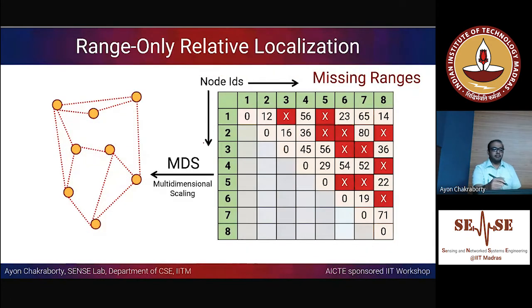Now the problem that you might have is missing ranges. Nobody is guaranteeing that you are going to have all the ranges, because certain ranges could be missing. So in such cases what are you going to do? MDS requires a matrix that is complete, so if your ranges are missing, you have to first fill them. Without that you cannot construct the graph.